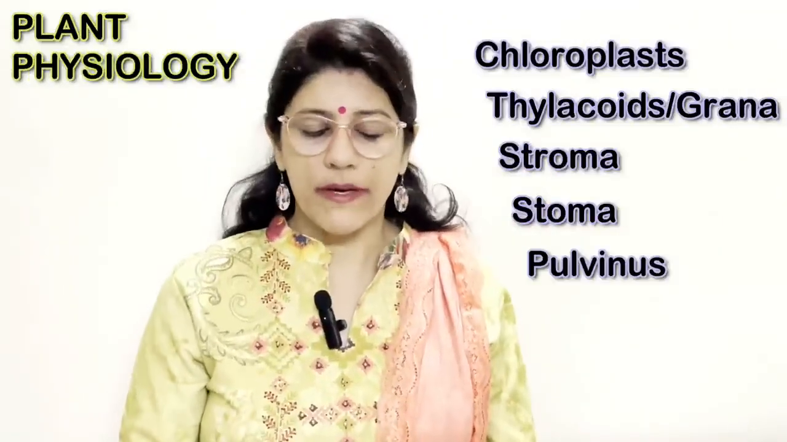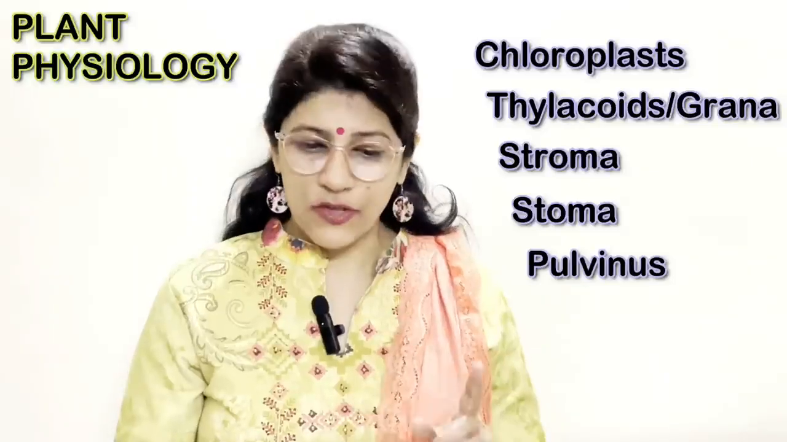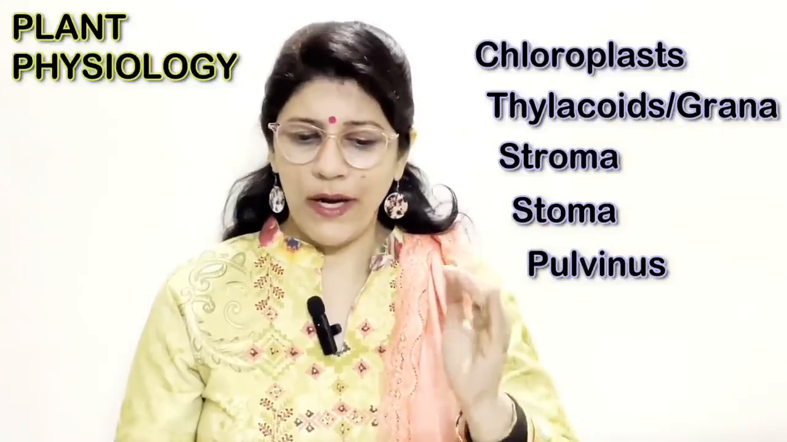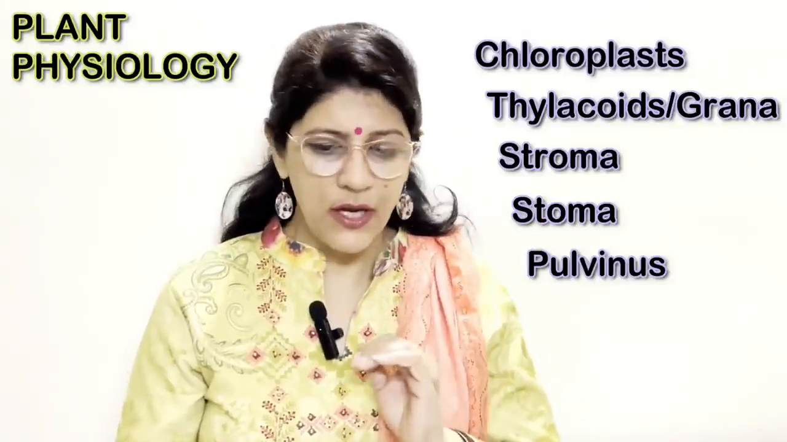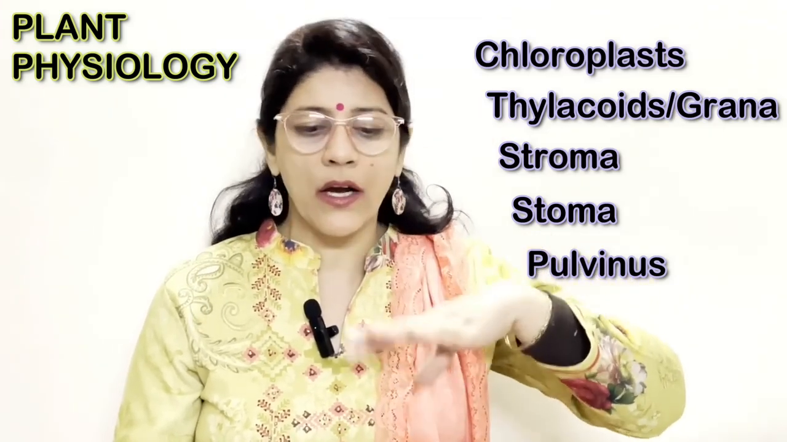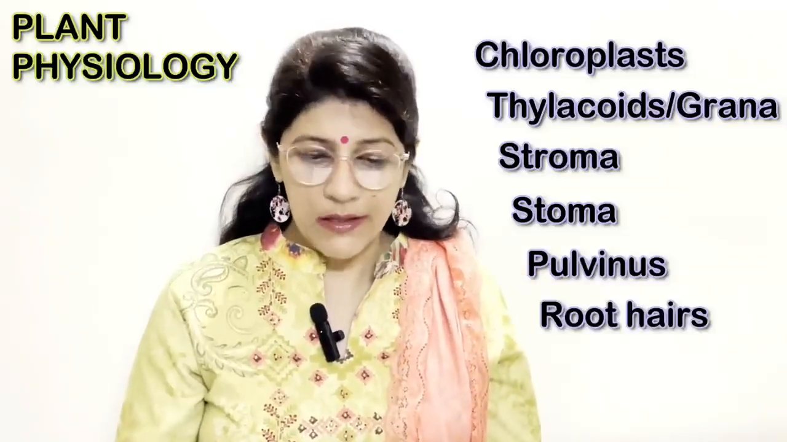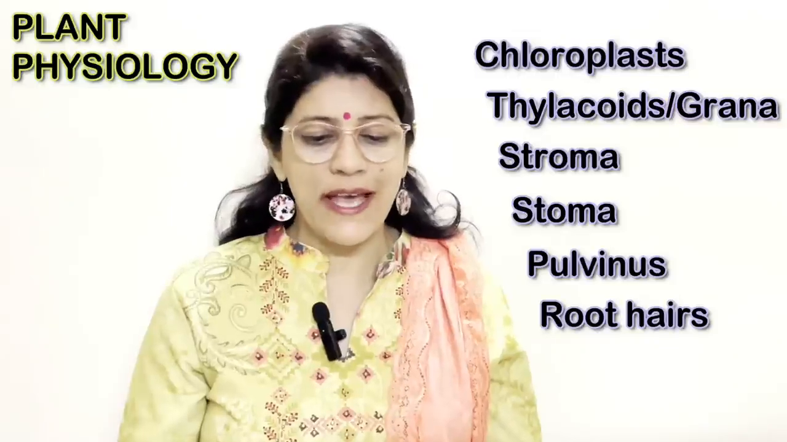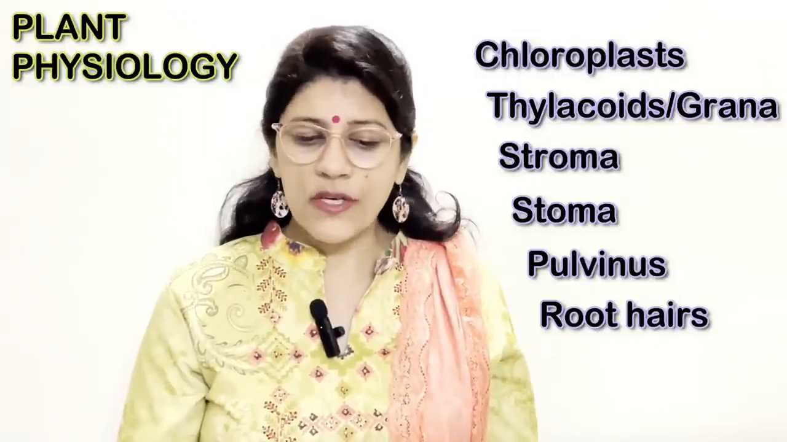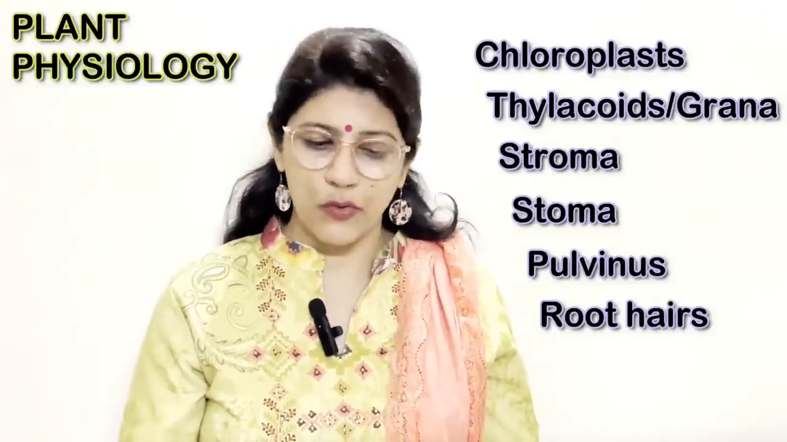Next structure is pulvinus and its location is at the base of petiole, and function is pulvinus when turgid holds the petiole up, but when touched it loses turgidity resulting in drooping of leaf, meaning wilting of leaf. If it is turgid, the petiole will hold it up. Next structure is root hairs, and their location is extensions of the epidermal cells of the root, and their function is increases surface area for greater absorption of water by the root.